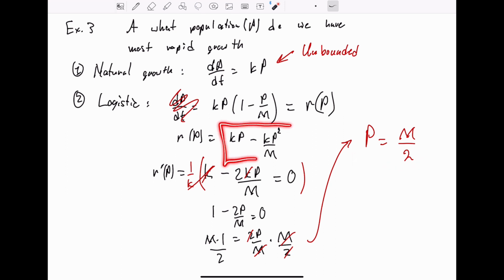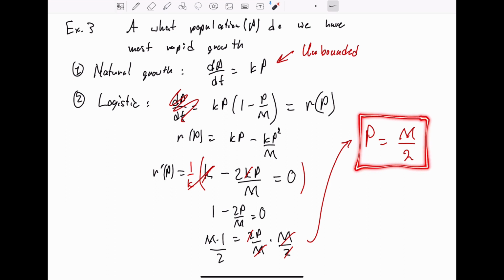Well, this equation is what I just optimized. And my variable here is p. So this is a quadratic equation in p, and we have a negative on the p squared. So if we were to graph this in terms of p, we would have a parabola opening downwards. The critical number gives us the point at which the parabola reaches a maximum, where the derivative is 0. So that's why this critical number does give me a maximum of the rate function here in terms of p. So when population equals m over 2, that's when I have the very fastest growth rate for the logistic model.